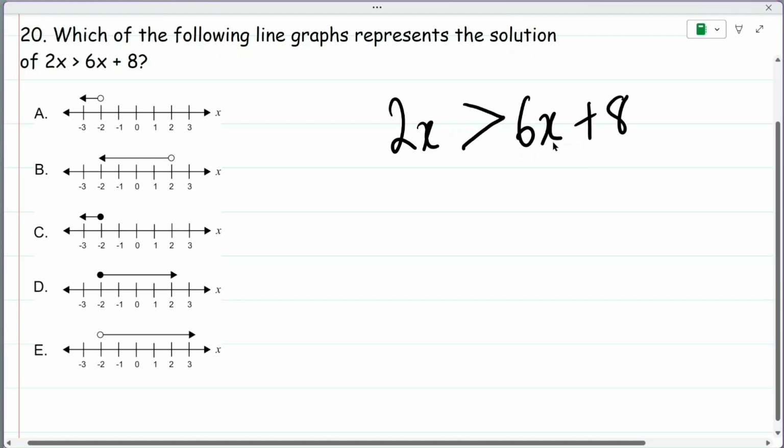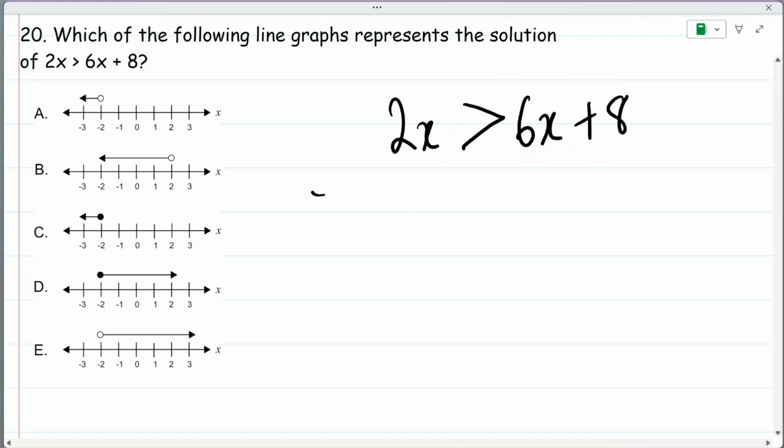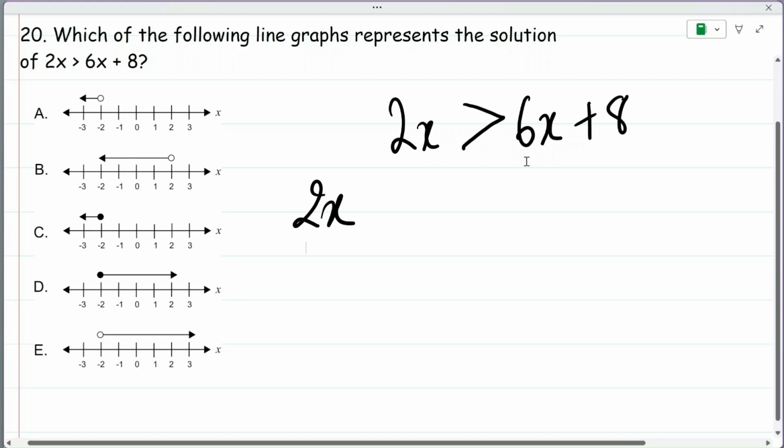Just like the previous question, we can choose to bring the 6x to the other side. So you have 2x, it operates like the equal to sign, plus 6 crosses the sign and turns to minus 6. So you have minus 6x is greater than 8. You have 2x minus 6x. The 2x has a positive, the 6x has a negative. The one with the negative is bigger than the one with the positive, so you get a negative as your answer.